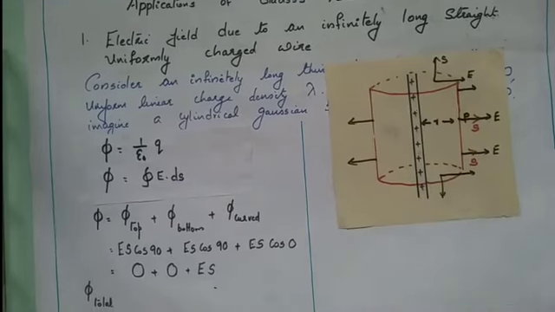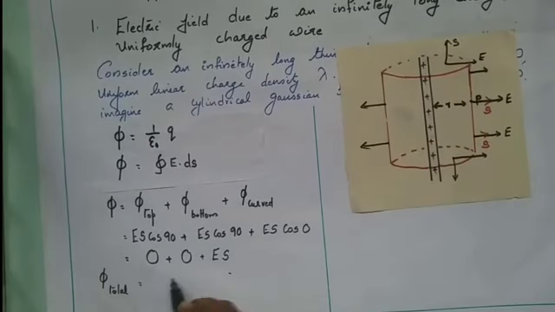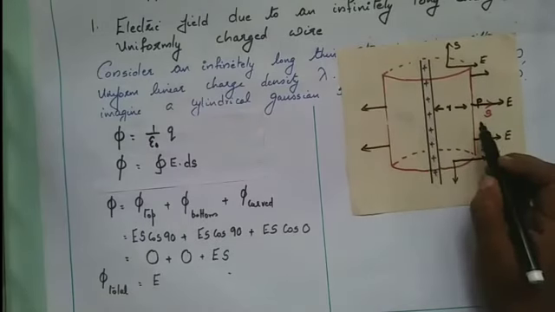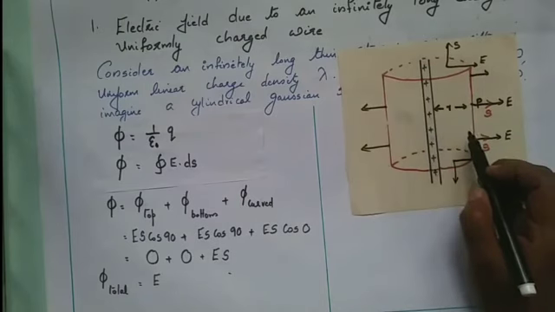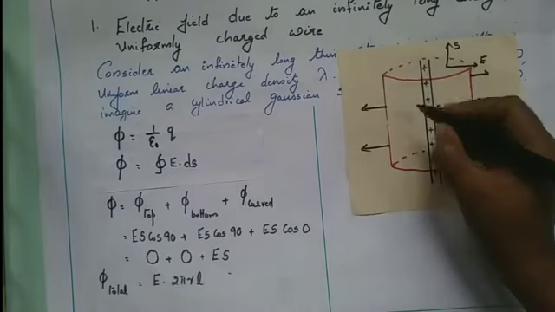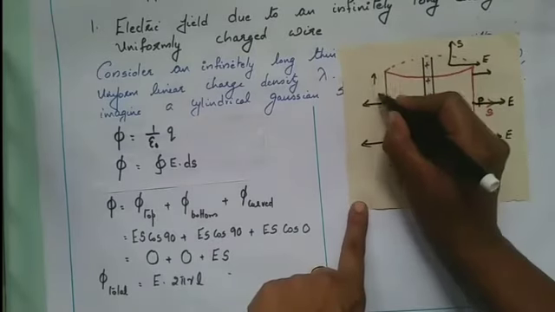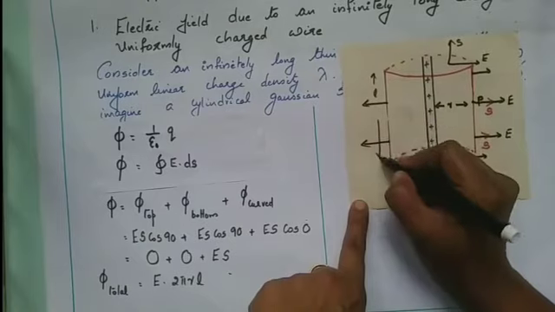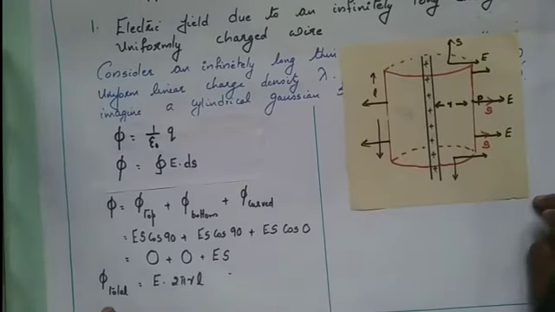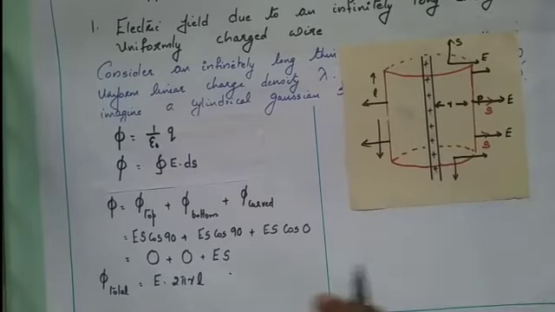Therefore, the total flux is equal to E into S. S represents the curved surface area. This is the curved surface area of the cylinder, which is given by 2 pi r into L, where L is the length of the cylinder under consideration. So the total electric flux phi total equals E into 2 pi r L, which is taken as the first equation.